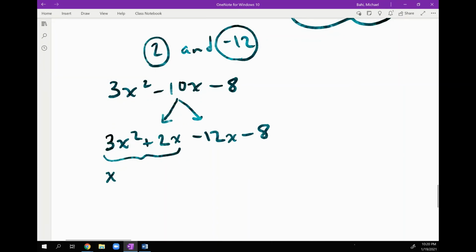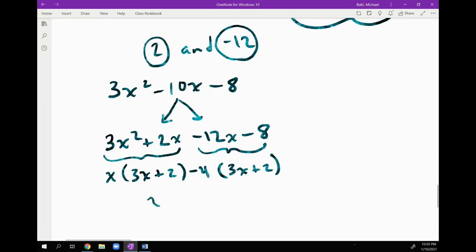So the GCF from those two is going to be x, and we're left with 3x plus 2. And the GCF from these two would be negative 4, leaving us with 3x plus 2. Beautiful, we did that right. Our final answer is x minus 4 and 3x plus 2.